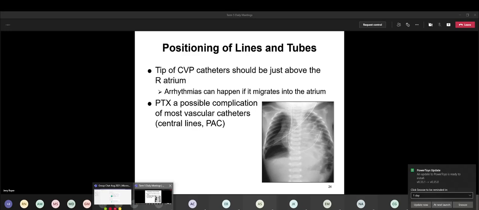So I didn't have a picture to show a CVP catheter, but I did find a picture that shows, again, a pretty bad pneumothorax. So here's a pneumothorax for sure. All this dark is just air. And this poor baby, and we'll talk about this in the next chapter, has a diaphragmatic hernia.